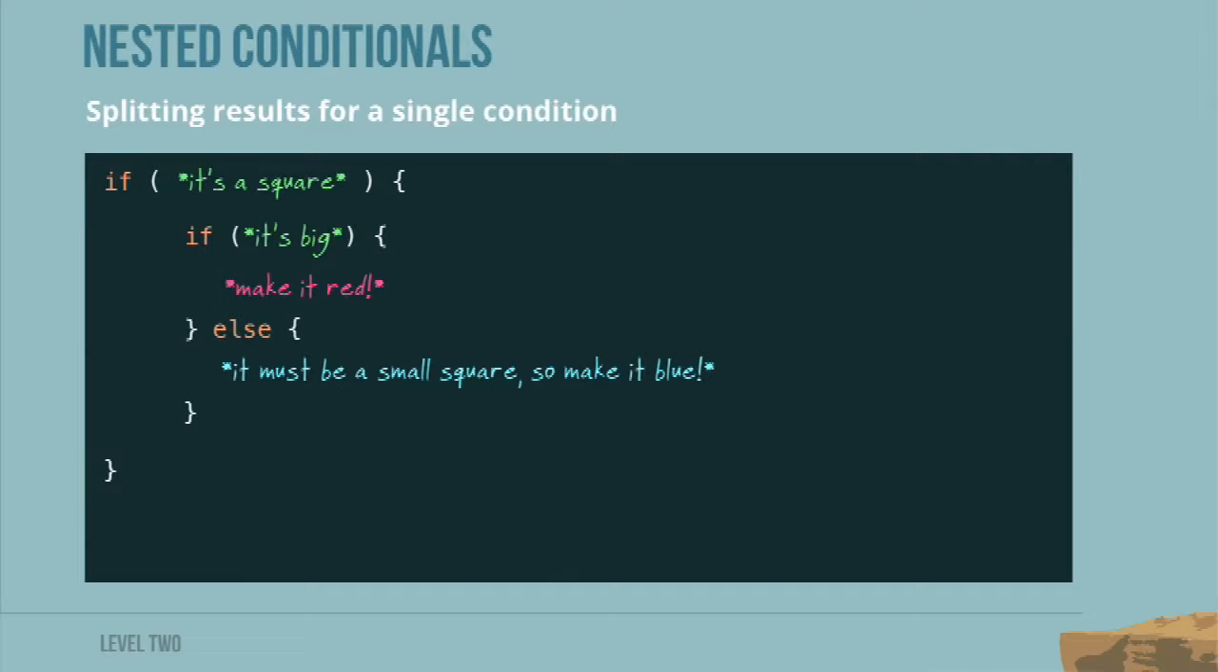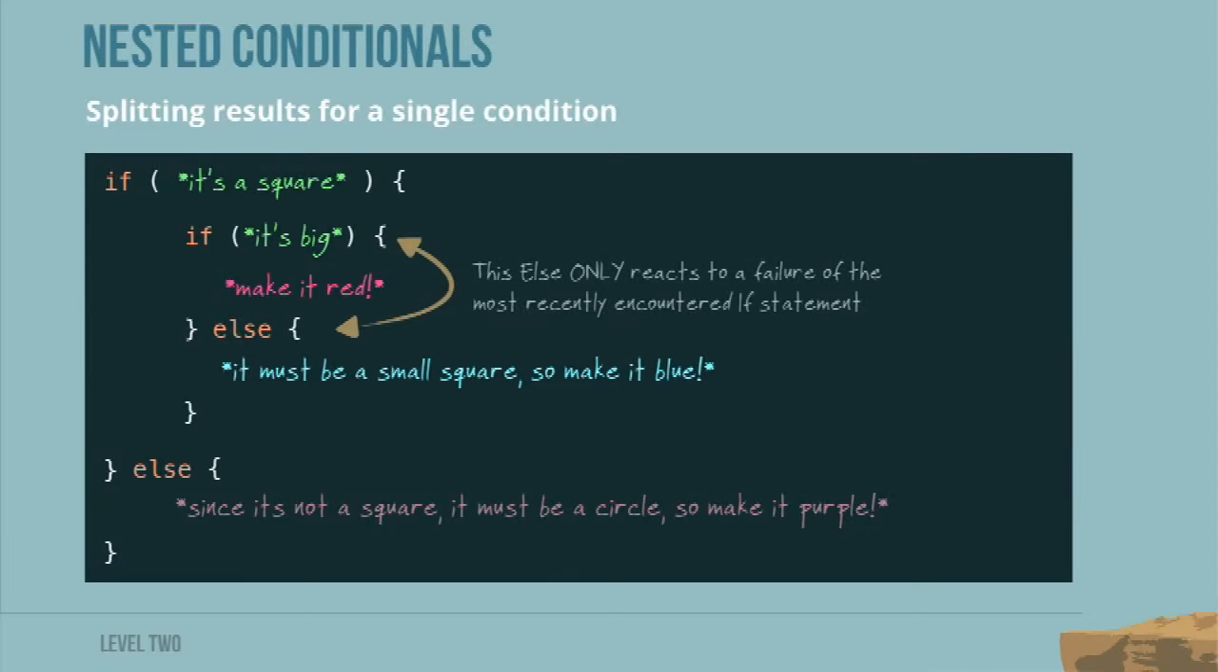Now, this extra else down here on the bottom is going to take care of our circle. Why? Because we know that if our shape is not a square, it must be a circle, and so therefore we're going to make that purple. This is an example of nested conditionals. Something to note here is that the innermost else block only responds to the innermost if block. Additionally, the very last else block only responds to that first if conditional that checks whether the shape is a square.